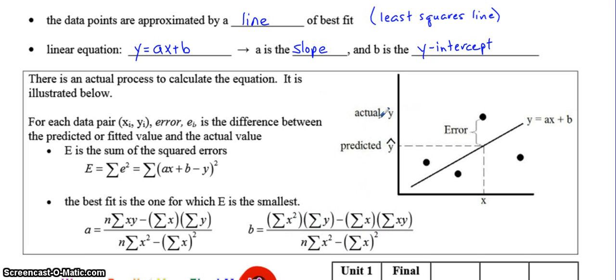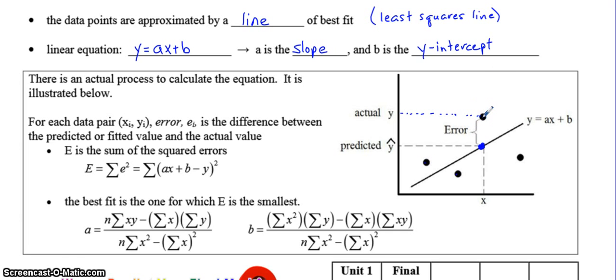And the process that the formula takes is that each of these points has an actual y value. So this point here had its actual y value, and using the line of best fit, it has a predicted y value. So the actual y value is from the point, the predicted y value is from the line of best fit. The difference between the two of them is called the error.